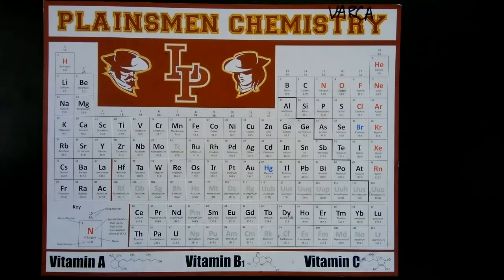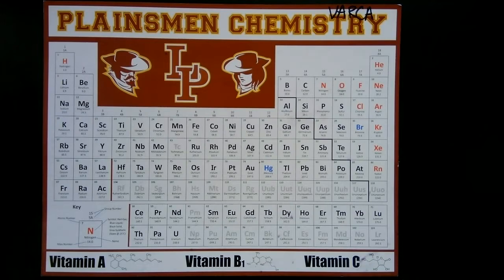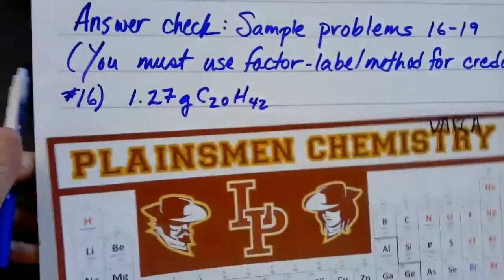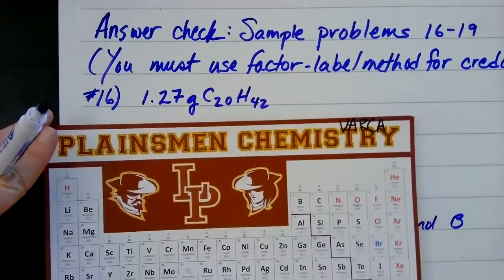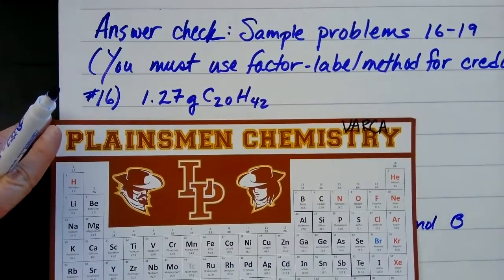All right, so that was sample problem number 16. And now I'm going to show you and read through the answers to the rest of the sample problems for that section, those 2 pages. I'll show you the answers and point out some of the things that we need to keep in mind as we work these. Now I worked number 16, and the solution is 1.27 grams C20H42.